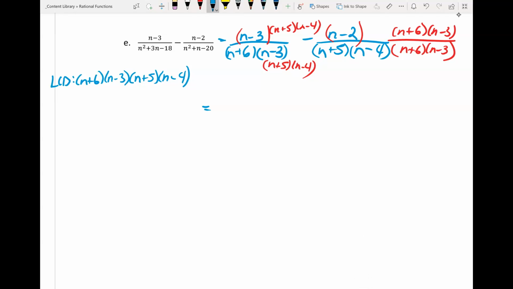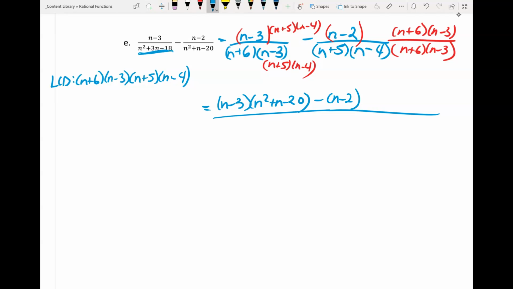So I'm just going to do the n plus 5 times n minus 4. We know it's this one anyway, so that's where it came from. And then for the next set, I'm going to leave n minus 2 alone and then just expand this n plus 6, n minus 3, which is this one anyway, because that's where that came from. And then put this all under the same denominator, our LCD.